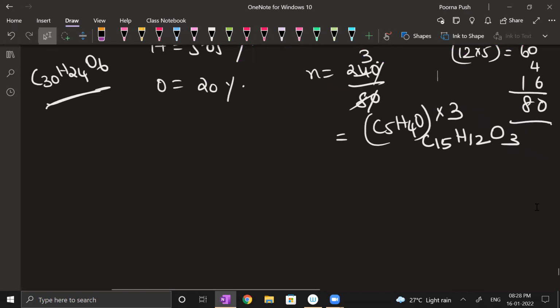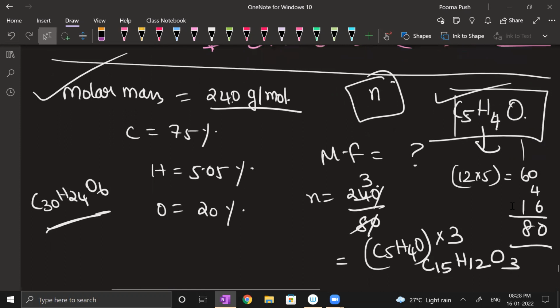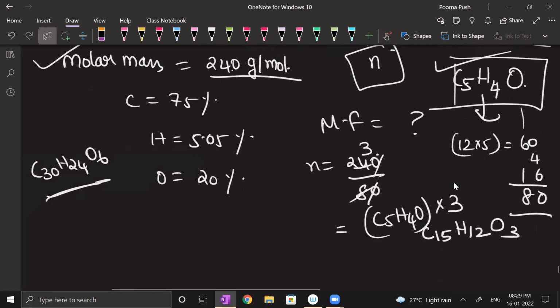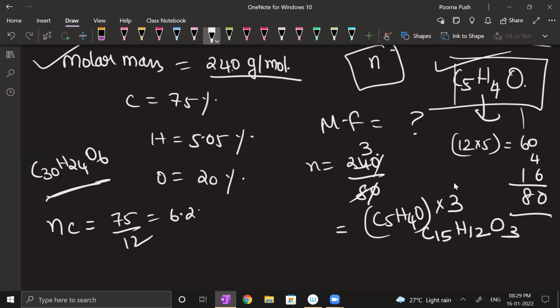Tell this problem once, miss. First you have to find the empirical formula. For that, first find the number of moles of carbon. 75 by 12, how much did you get? 6.25, ma'am. Number of moles of hydrogen is 5.05 by 1, so 5.05. Number of moles of oxygen is 20 by 16, so 1.25, ma'am.